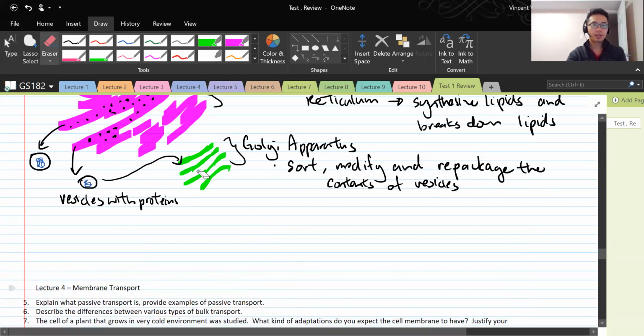So this vesicle comes here and then it gets sorted and modified. And then you have a new vesicle. The content might be a little bit different now. Okay, so where do they go? Well, some will go and be stored in cytoplasm for later use.